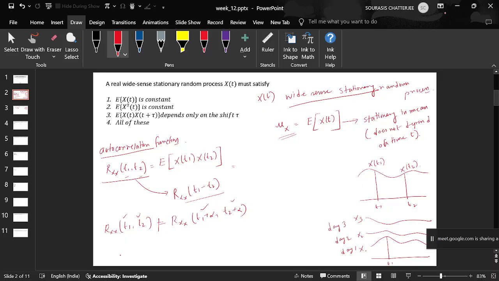But for a wide sense stationary random process, this autocorrelation at t1, t2 should be equal to that at t1 plus alpha, t2 plus alpha, and that is given by t1 minus t2, because you can see the difference between the time instants here is also t1 minus t2. So it is no longer dependent on the individual time instants, but rather depends on the difference between the time instants.